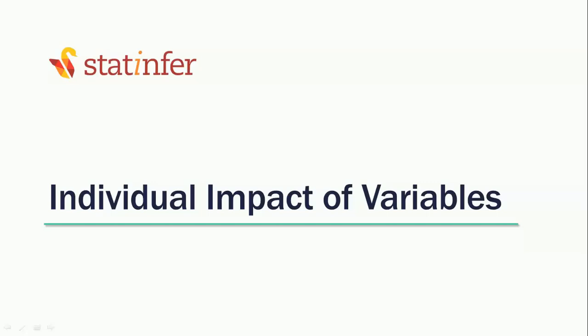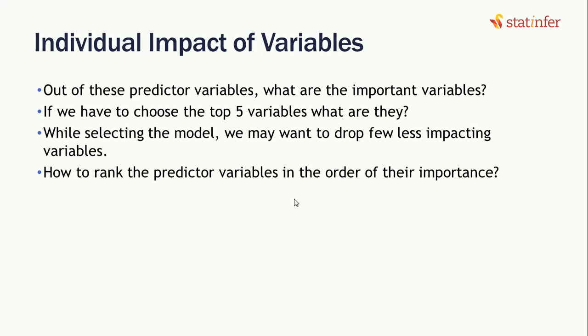Individual impact of variables. When we are building a model, we might find all the variables to be important, or we can remove them one by one from multicollinearity also. But there has to be an importance of each and every variable. For example, if we are building a model and out of those predictor variables, we only want the top 5 variables. Or while selecting the model, we may want to drop a few less important variables from our model so that the computation cost of building the model would be very low.